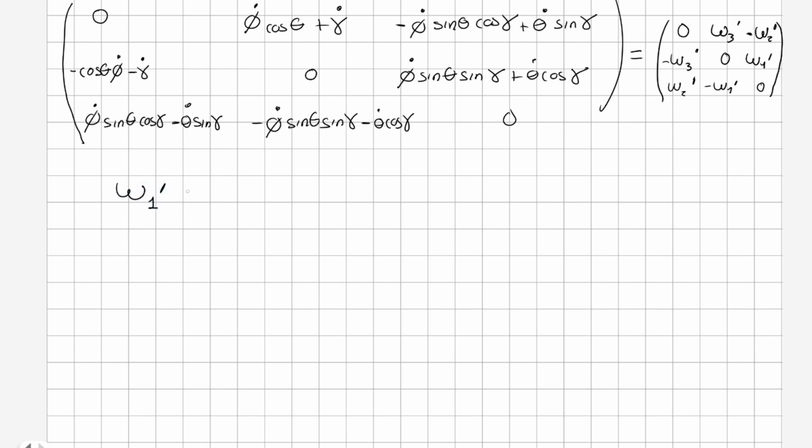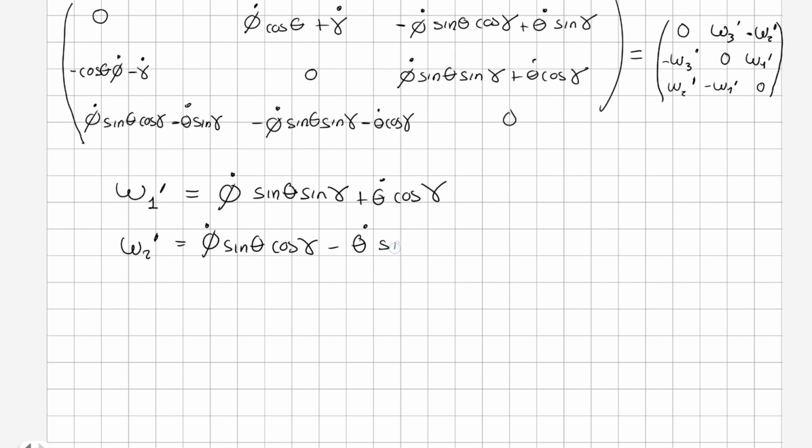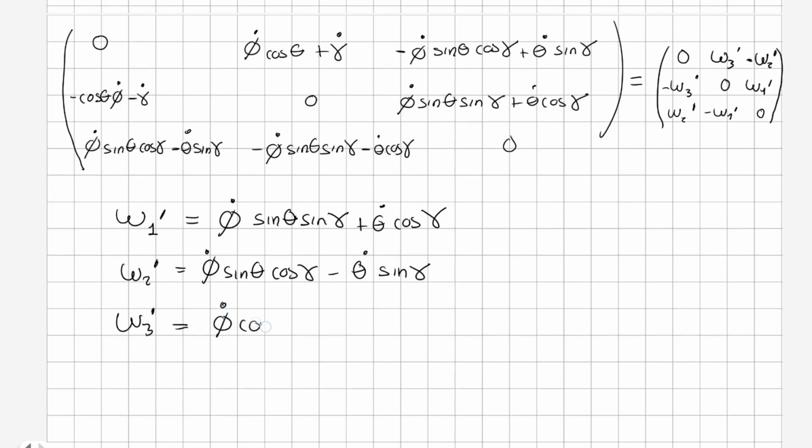We have that omega 1 prime is equal to phi dot sine theta sine gamma plus theta dot cosine gamma. Omega 2 prime is equal to phi dot sine theta cosine gamma minus theta dot sine gamma. And omega 3 prime is going to be equal to phi dot cosine theta plus gamma dot. Remember that these are the components of the angular velocity with respect to the axes that are fixed to the rigid body, and here they are in terms of the Euler angles.